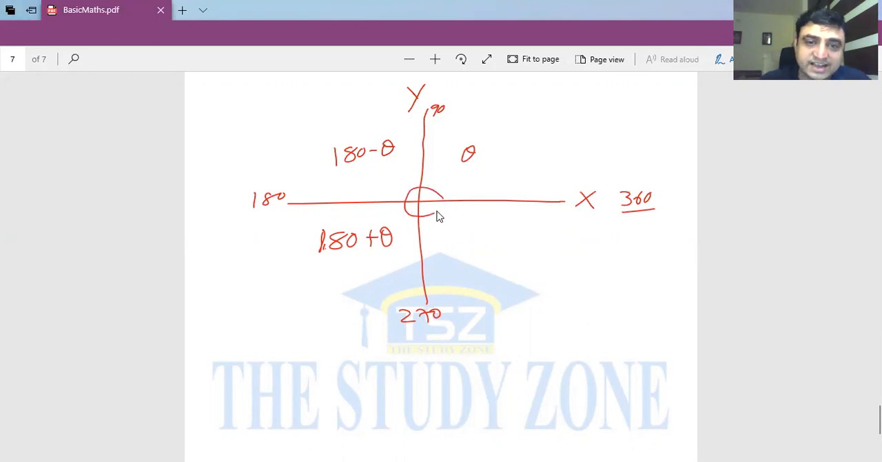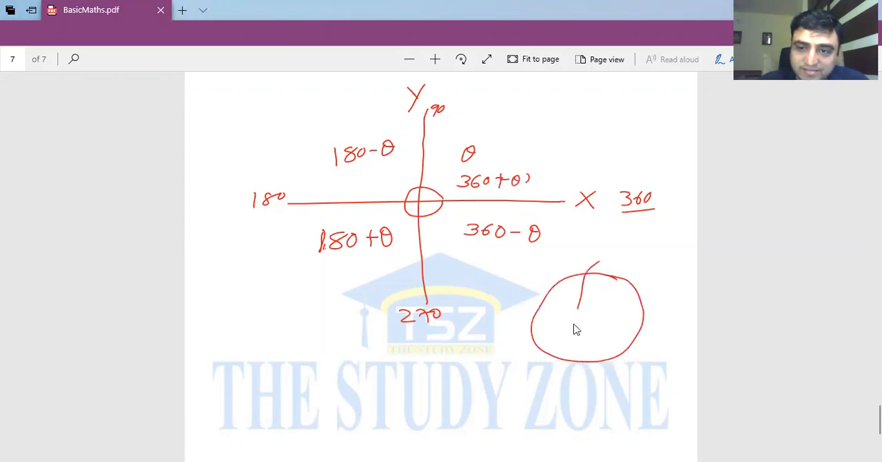Remember, this entire angle is 360 degrees. So an angle in the fourth quadrant can be represented by 360 minus theta. An angle in the first quadrant can be represented by 360 plus theta. Now remember one thing. Suppose this angle is 45. Then when you come back and measure this angle, one complete circle, that is 360 plus 45, which is the same as 45.